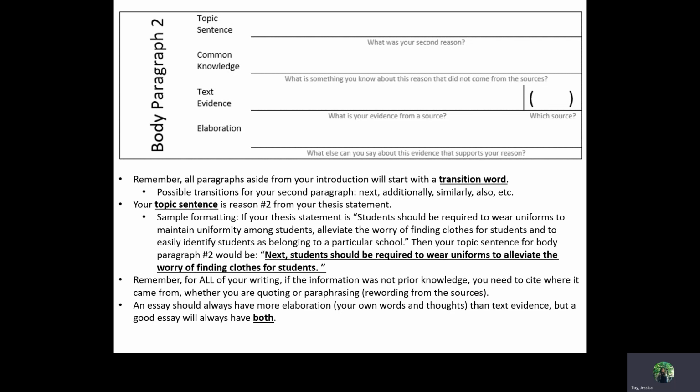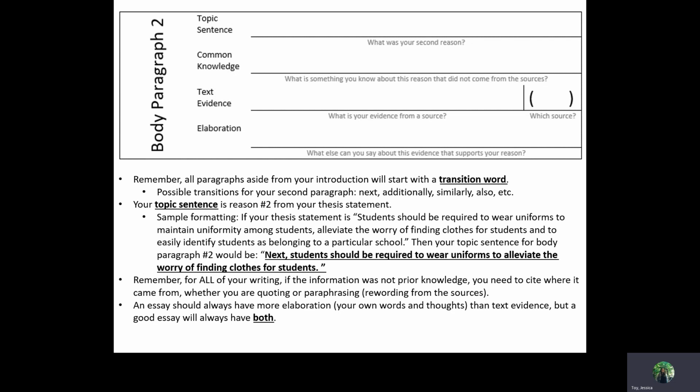Your topic sentence is your second reason from your thesis statement. So again, if your thesis statement is students should be required to wear uniforms to maintain uniformity among students, alleviate the worry of finding clothes for students, and to easily identify students as belonging to a particular school. The second reason listed there in your thesis is alleviate the worry of finding clothes for students.